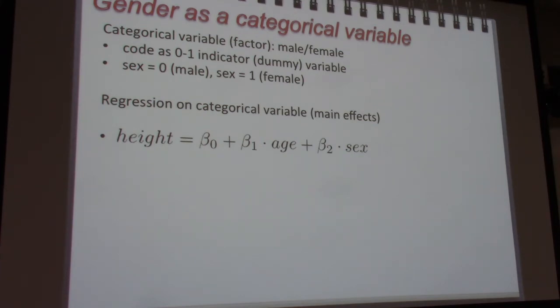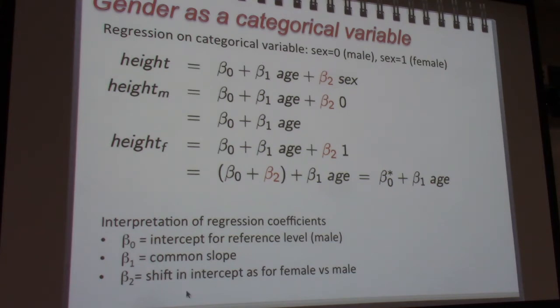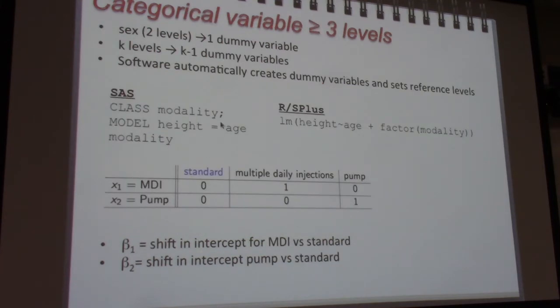And so in general, k levels means k minus 1 dummy variables. The other day, someone was chiding me because I don't like Excel. One of the reasons why I don't like Excel is if you use its regression model, you have to create all those dummy variables yourself. In any other software, it takes care of creating the dummy variables and sets the reference level.